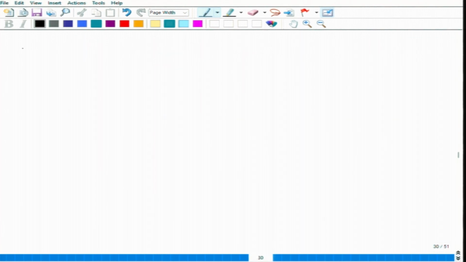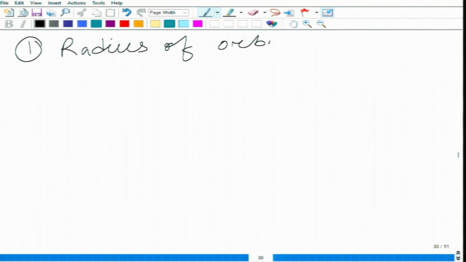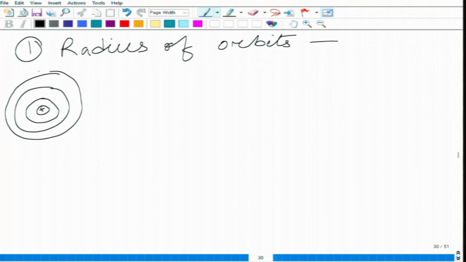First of all, we will find out the radius of a particular orbit. Radius of orbits. Now, the orbits are of different size. So, according to the distance from the nucleus, the radius of the orbits will change. So, each orbit will have a different radius.